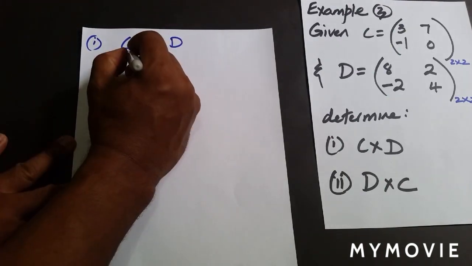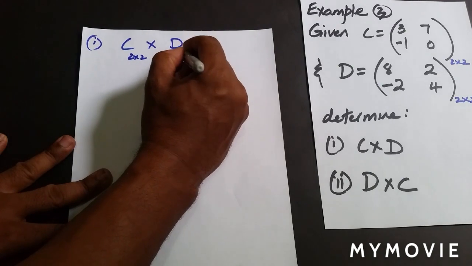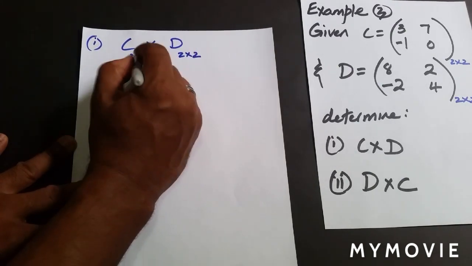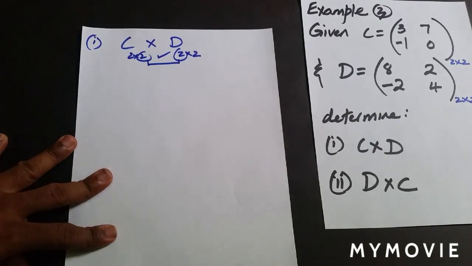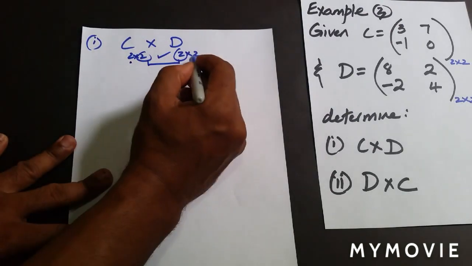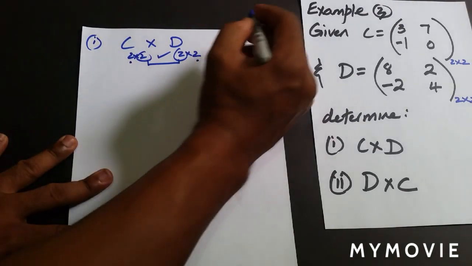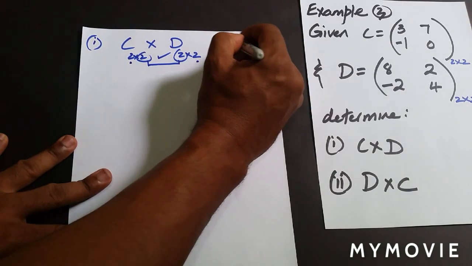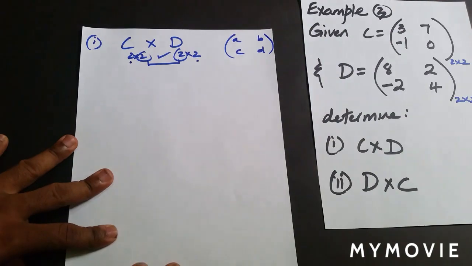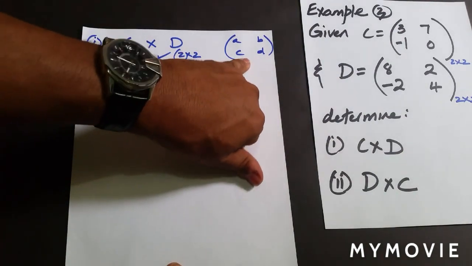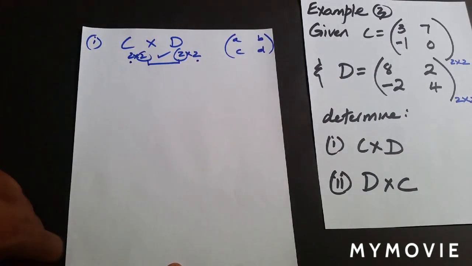Now again, matrix C is a 2 by 2 matrix. Matrix D is also a 2 by 2 matrix. The inner numbers are the same, which means multiplication can occur. And we should end up with a 2 by 2 matrix. And that 2 by 2 matrix looks like this. That's a 2 by 2 matrix right here. So our final answer should look like that.